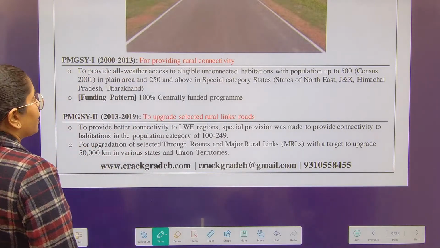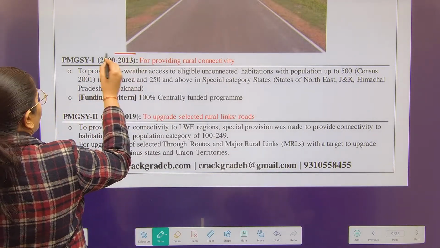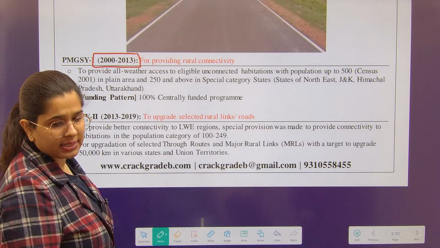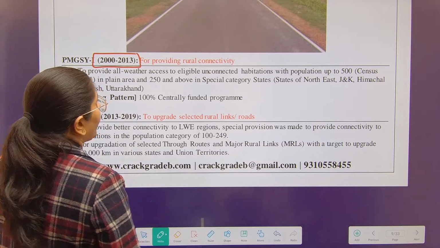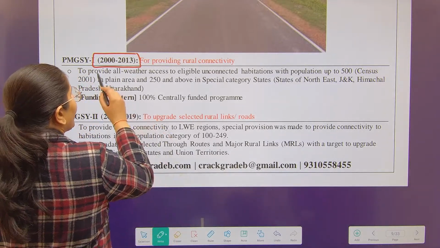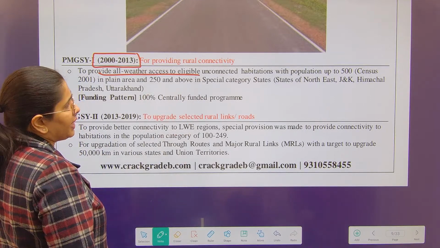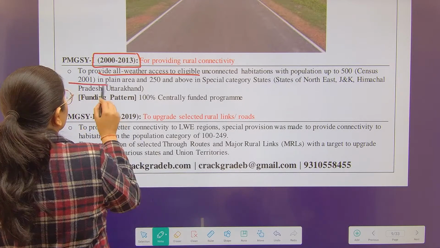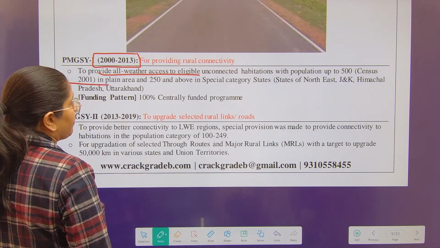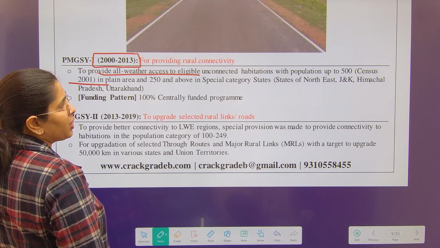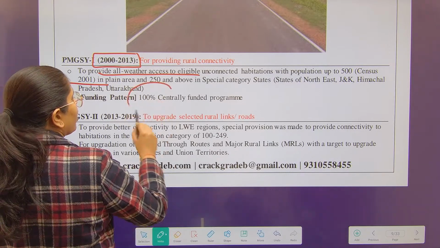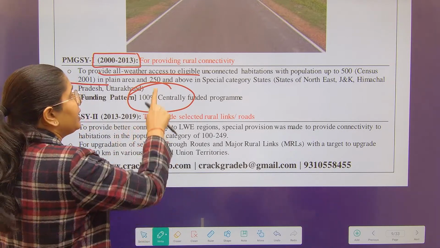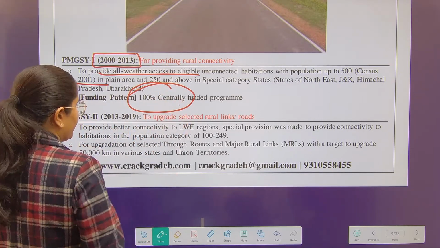PM Gram Sadak Yojana Phase 1. Phase 1 lasted for a good 14 years, started from 2000, for providing rural connectivity. To provide all-weather access to eligible unconnected habitations with a population of 500 and above as per Census 2001 in plain areas, and 250 and above in special category states. Funding pattern: it was a 100% centrally funded program at that time.